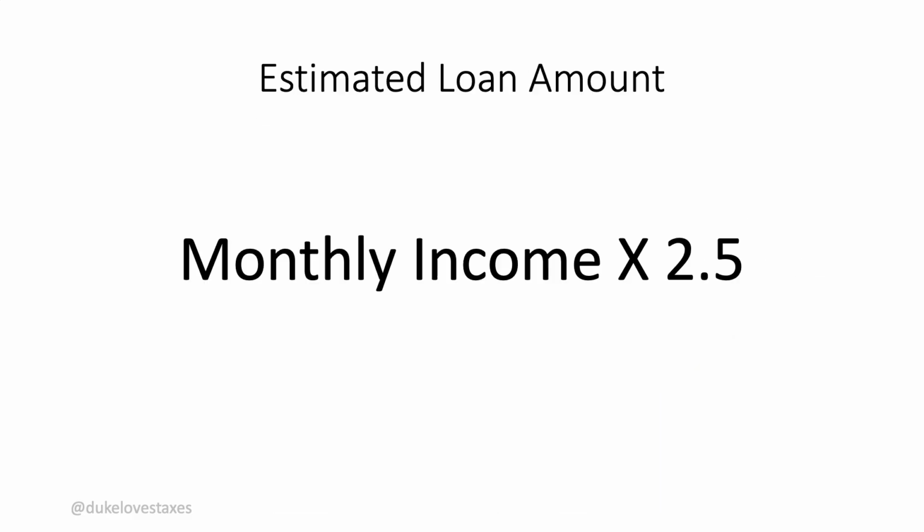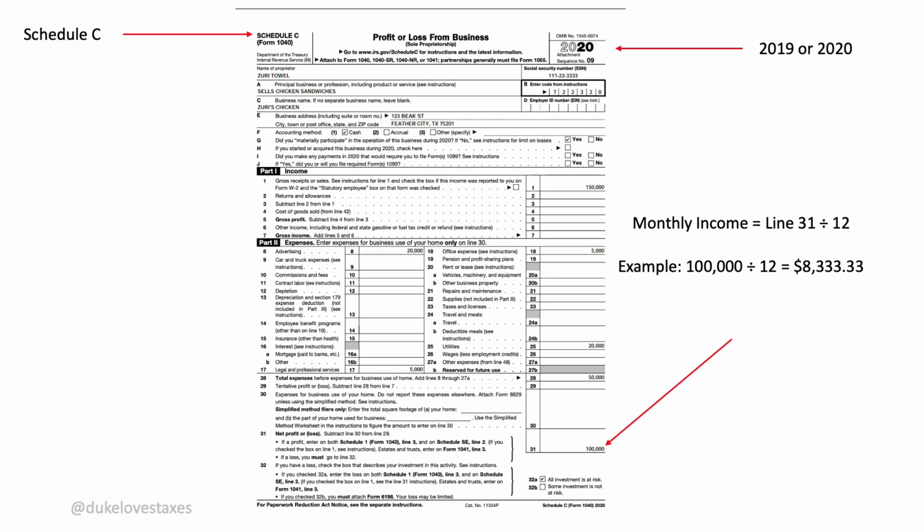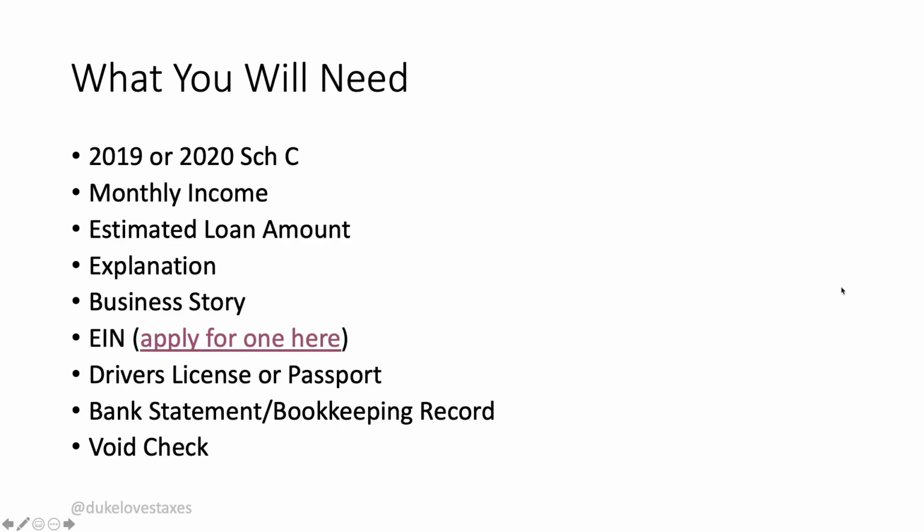Line 31 divided by 12, that is your monthly income. So if you're wondering, how much should I make from my business? That is how much you make a month. So it's your Schedule C line 31 divided by 12. That's gonna be your monthly income. Okay, then it's gonna ask for your estimated loan amount. So in our example, you see our monthly income is $8,333.33. So our estimated loan amount is our monthly income times 2.5.